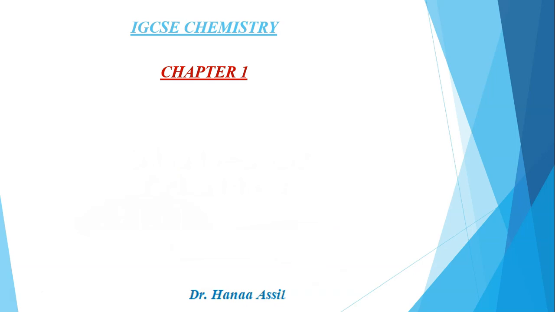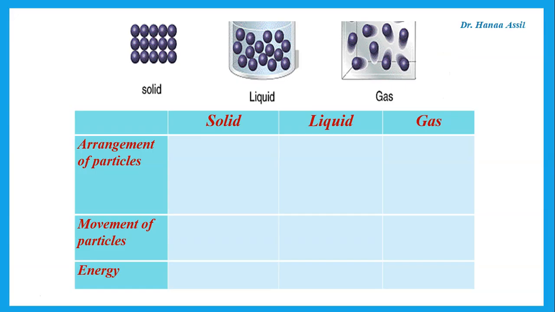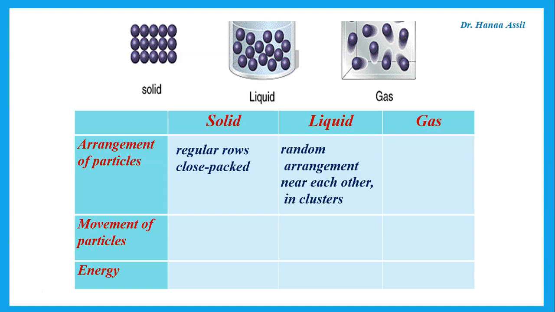So let's quickly revise all of these chapters. So the first chapter, you should remember states of matter, solid, liquid, gas. We've revised all of this before. When we talk about arrangement of particles, in solid, it is regular rows, close packed. Liquids, random arrangement, near each other in clusters. Gas, random arrangement, far apart.